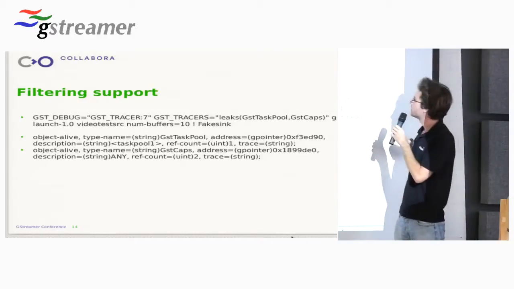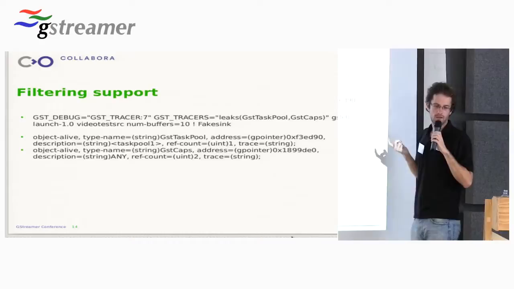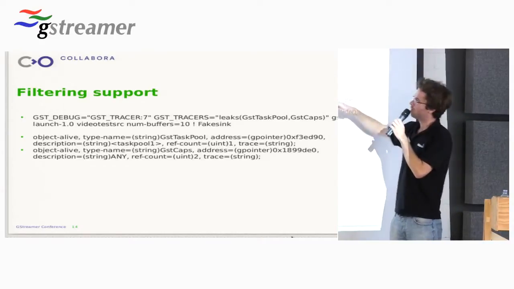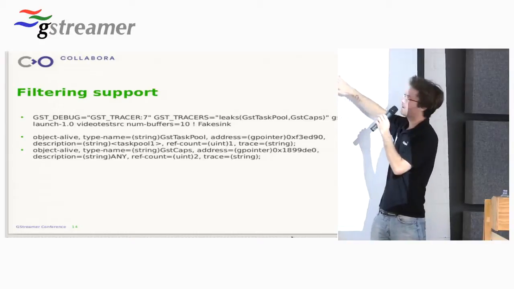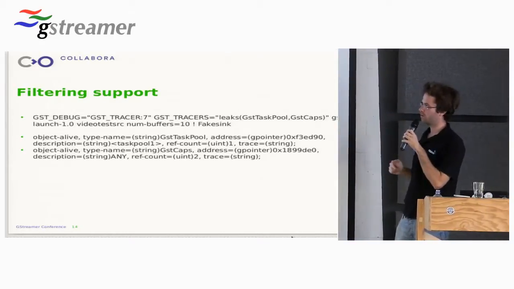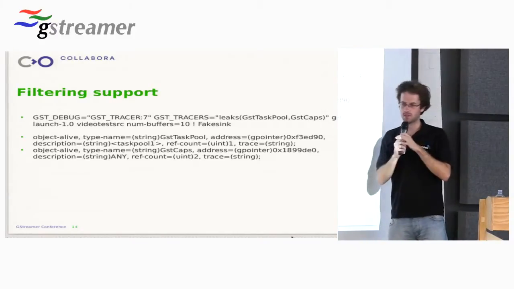And I also introduced filtering support. That means if you know that you are tracking, for example, a caps leak or a buffer pool leak or whatever, you can say, I only care about this kind of object, and that will reduce the overall memory footprint of the tracer because it won't have to log and keep in memory all the objects allocated.